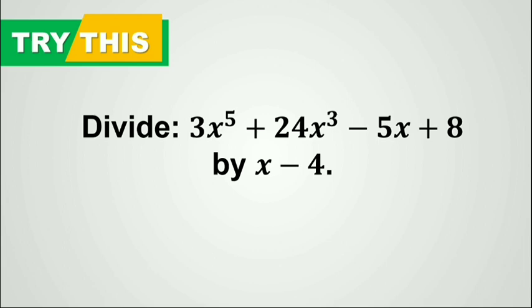Now, this time, I want you to try this one. Try to divide 3x to the fifth power plus 24x cubed minus 5x plus 8 by x minus 4. And then comment your answer in the comment section below.